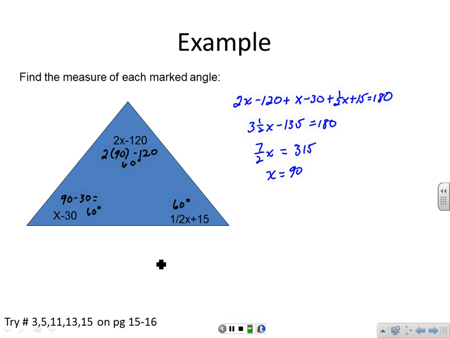Alright, so what I'd like you to do is pause the recording and try these problems. If you need help, go back and look in the video, look in your book, look in your notes, and bring these into class and we'll discuss them.